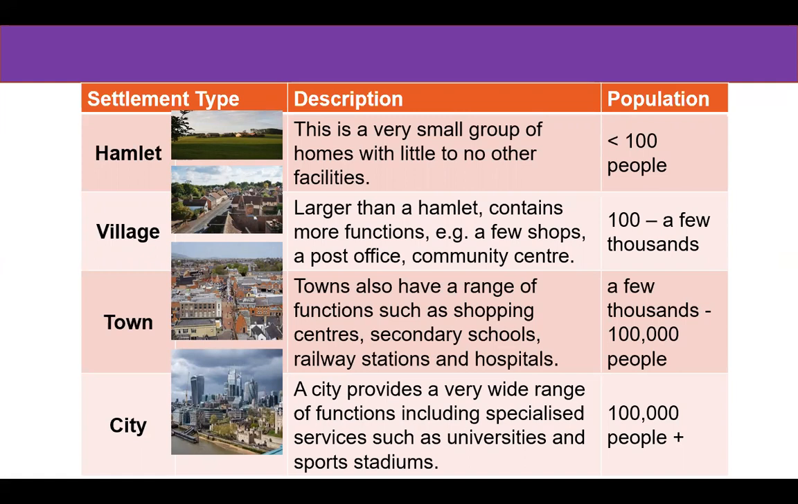A village is larger than a hamlet. It contains a few more functions, such as shops, a post office and a community centre, and it ranges between 100 to a few thousand people. A town is larger. You're looking at a range of functions, such as primary schools, secondary schools, shopping centres, railways and hospitals, and they range from a few thousand to about 100,000 people. A city provides a very wide range of functions, including specialised services such as universities and sports stadiums, and you're looking at over 100,000 people living in a city.